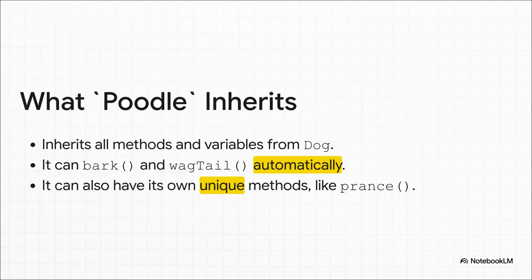So what's the payoff? Well, the Poodle class instantly, automatically gets everything the dog class has. It already knows how to bark and wag tail. We didn't have to write a single extra line of code for that. But on top of that, we can give it its own special abilities, like a unique prance method that maybe only poodles do. It's just incredibly efficient.